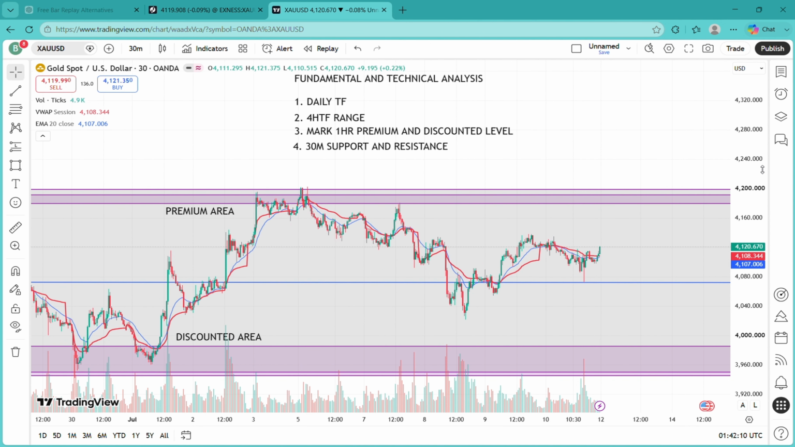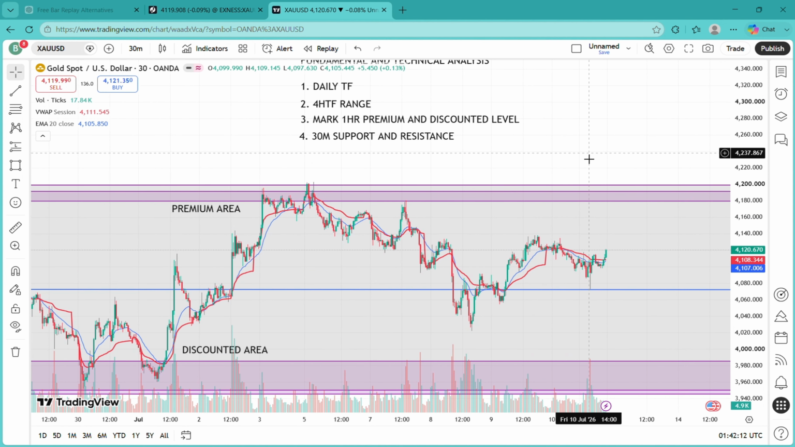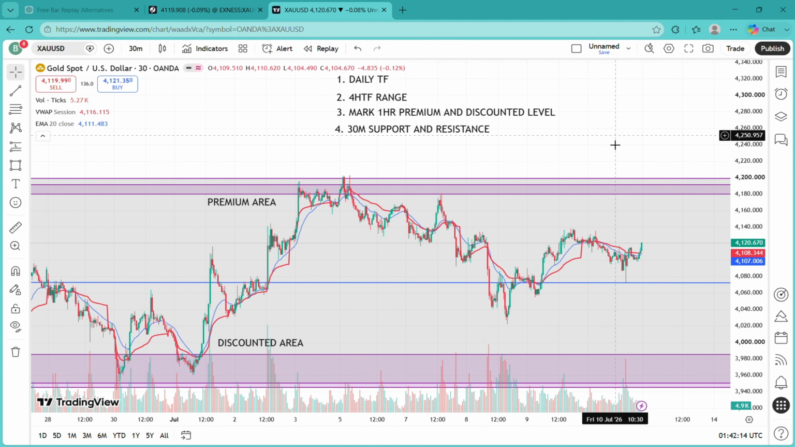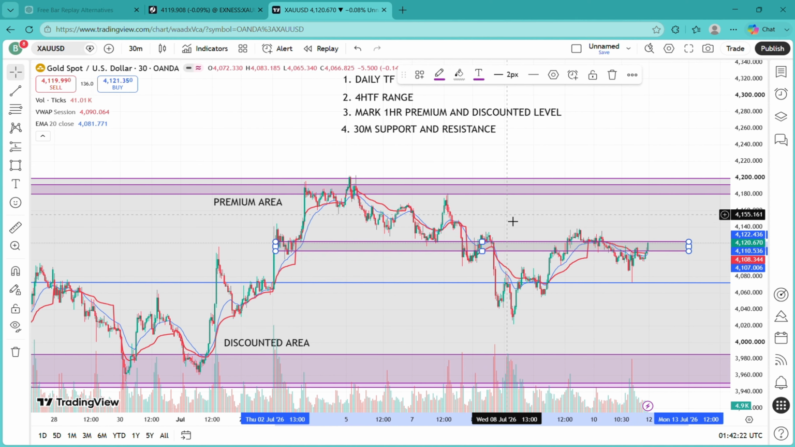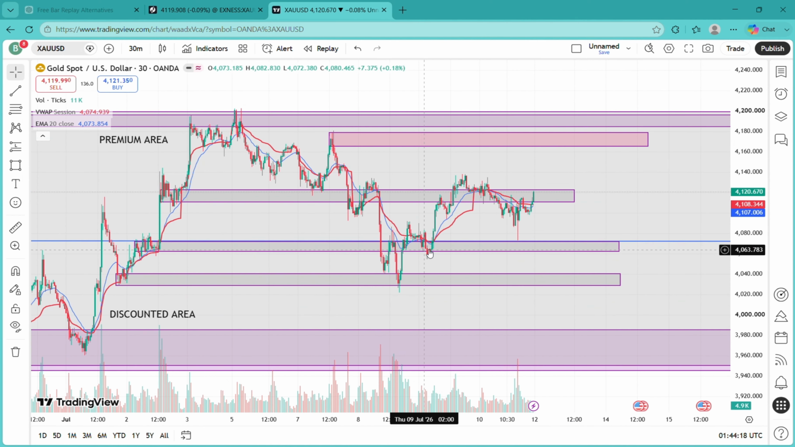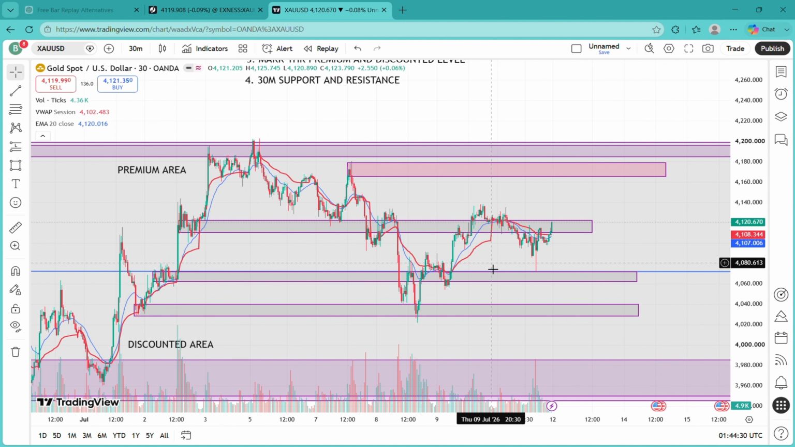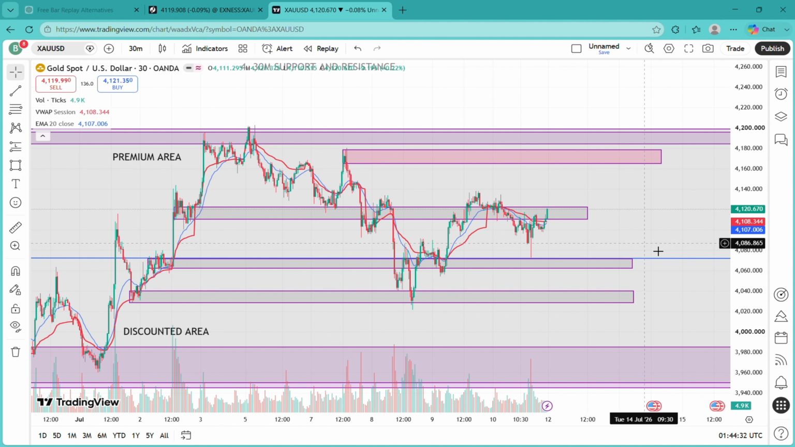Number 3, mark the 1-hour premium and discounted level so that you will not be confused where to enter and where to exit. Number 4, mark the near support and resistance, the 30-minute support and resistance, because that's our key level. You will know that the support is valid because when the price goes back in that area, there is a reaction. For example, this level, the support that I marked, when the price came here, it went up again, meaning a lot of buyers waiting or pending orders that need to be filled in this level.